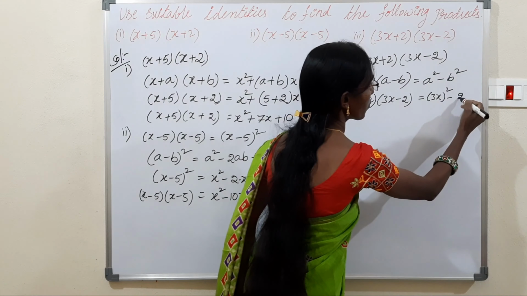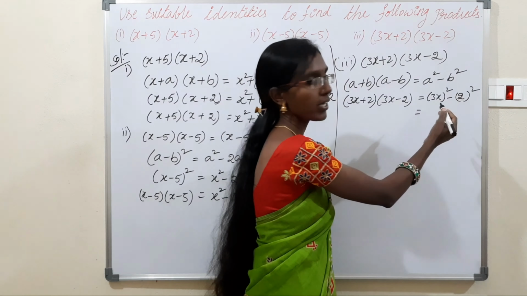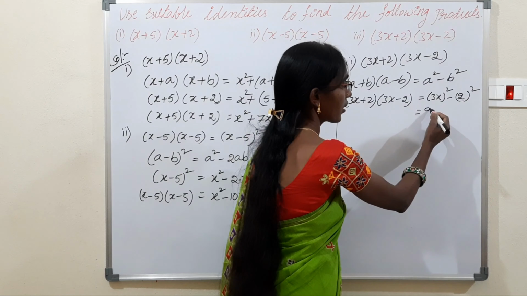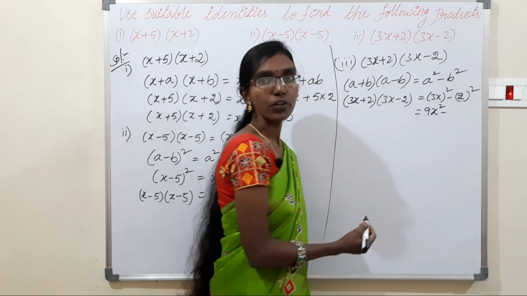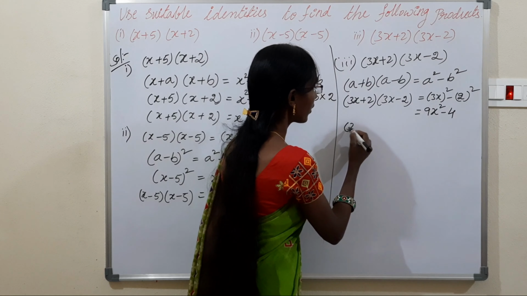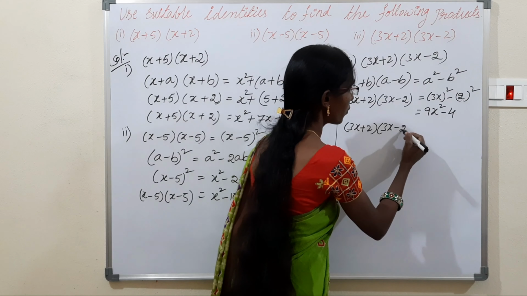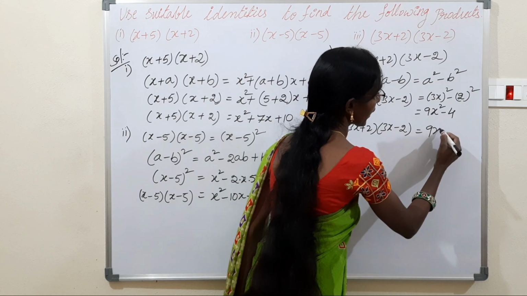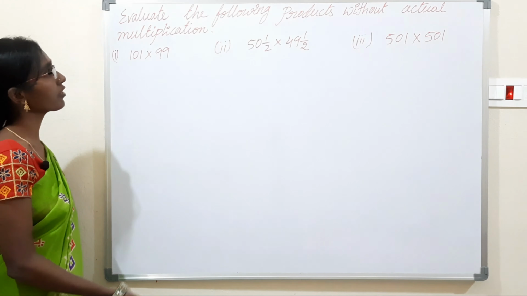So, minus 2 square, which is equal to, here 3x whole square means 3 square, that is 9x square, 9x square minus 2 square is 4. Therefore, the product of 3x plus 2 into 3x minus 2 is equal to 9x square minus 4. Let's consider another problem on a different concept.